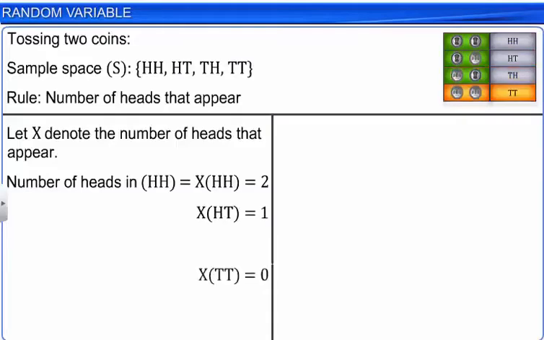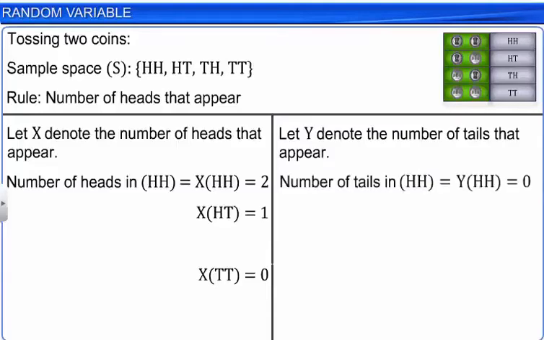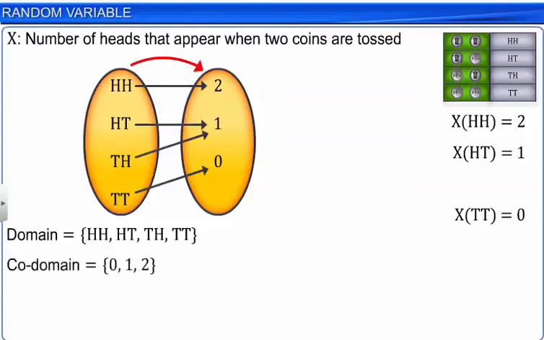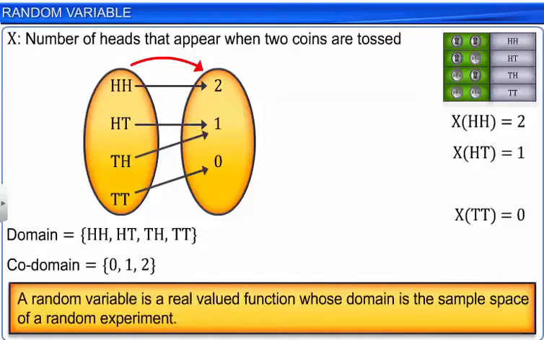Similarly, we can also define another rule, the number of tails that appear, by a random variable Y. The value of Y for each outcome is shown. Likewise, for a random experiment, we can define many rules. We can compare random variable X with a function whose domain is the set of outcomes or the sample space of a random experiment, and the codomain is the set of real numbers, because X can take only real numbers. Hence, a random variable can be defined as a real-valued function whose domain is the sample space of a random experiment.